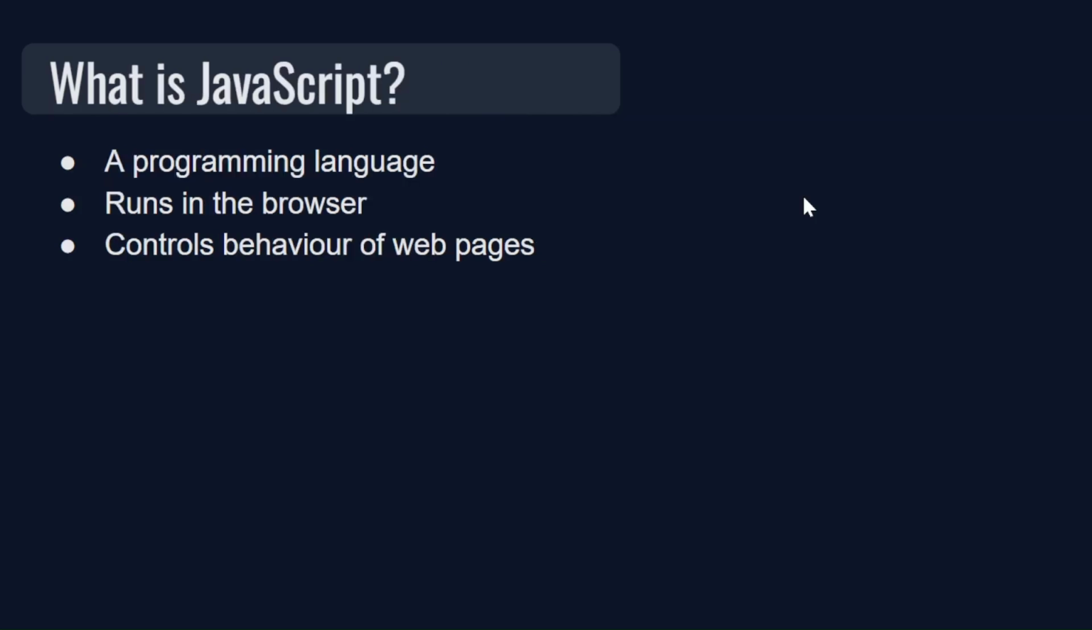So what exactly is JavaScript? JavaScript is a programming language. A programming language is simply a way to give instructions to a computer. With JavaScript, we tell the browser what to do, when to do it, and how to respond to users.